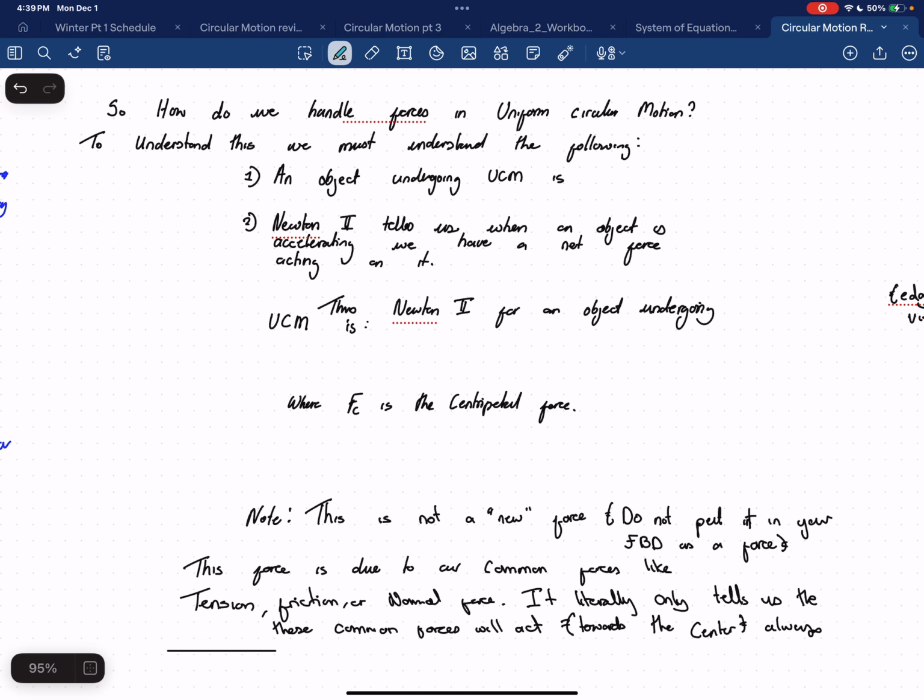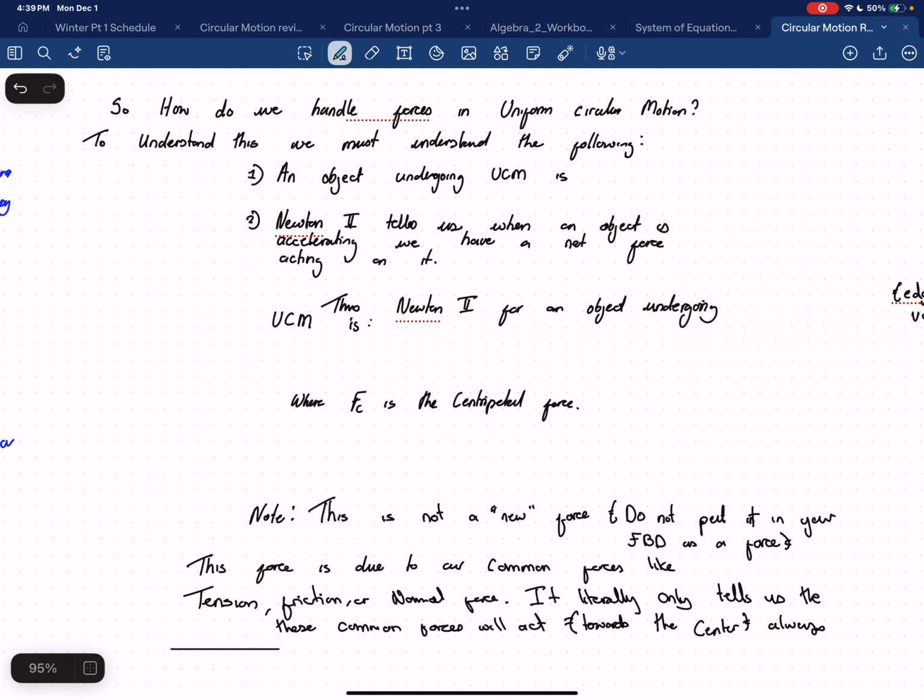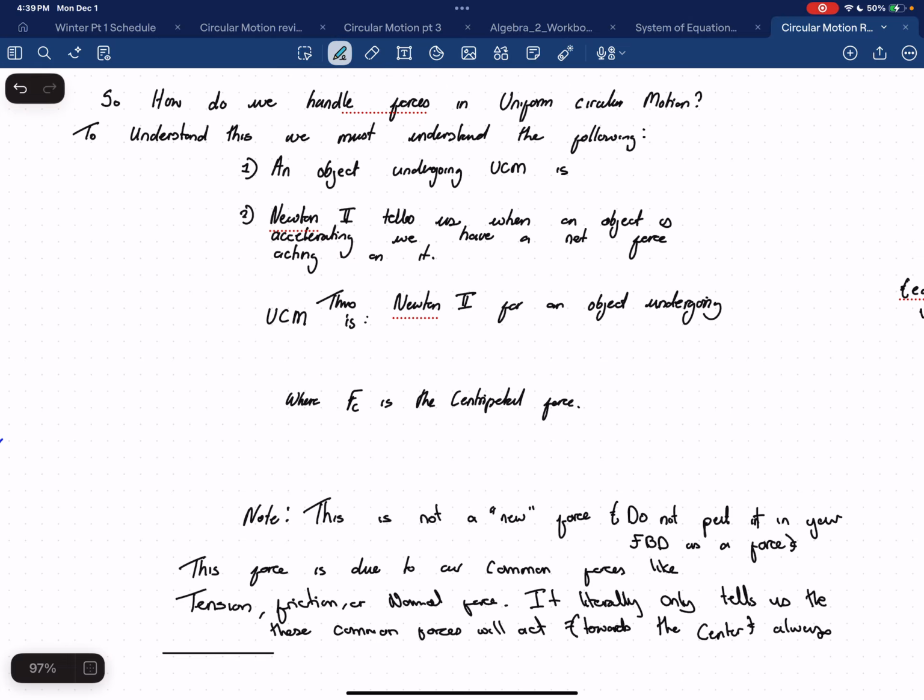So how do we handle forces in uniform circular motion? To understand this, we must understand the following truths behind how we're going to handle forces. An object undergoing uniform circular motion is accelerating. I just spent a good chunk of time telling you it's accelerating and showing you how, so I hope you believe me when I say it's accelerating.